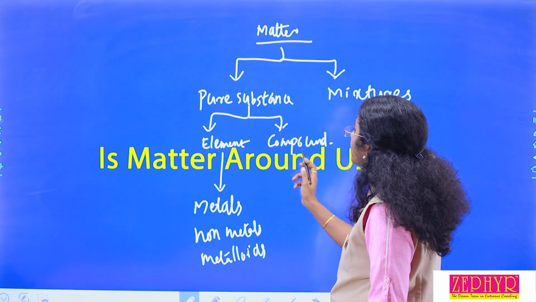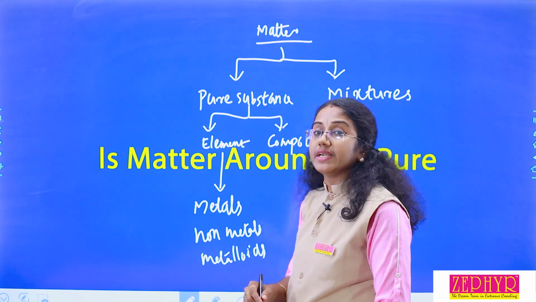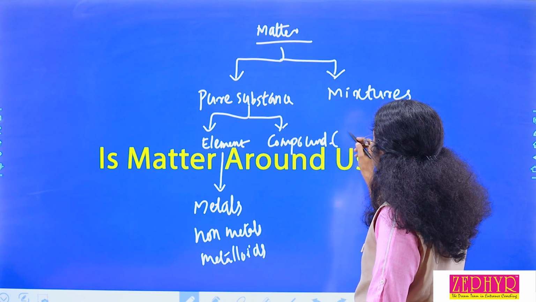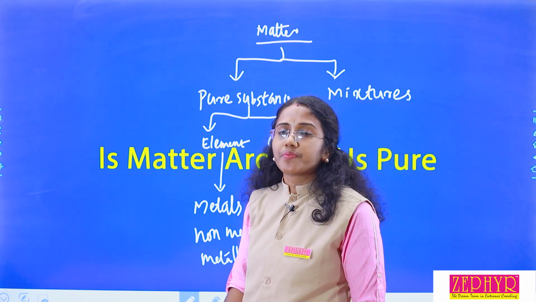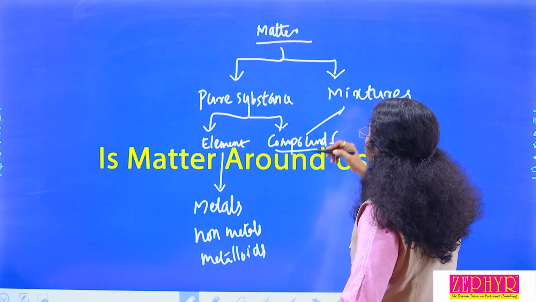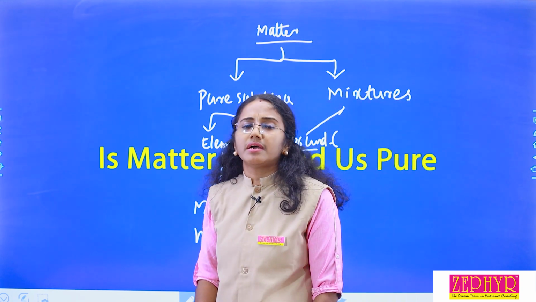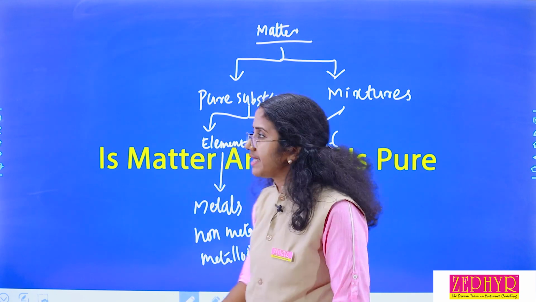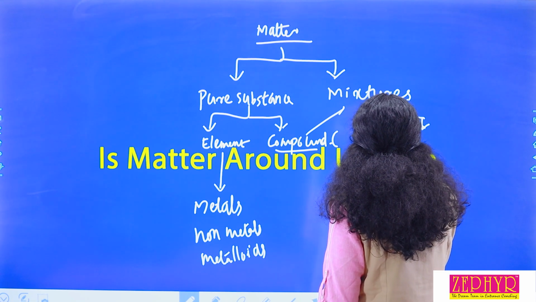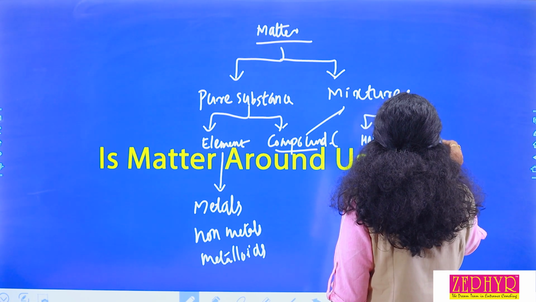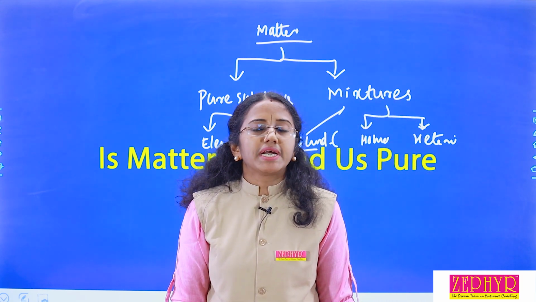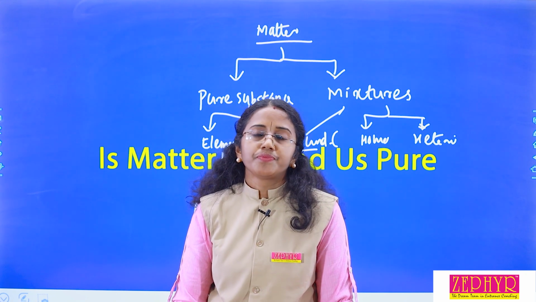What is the difference between compound and element? A compound is two or more elements combined in a fixed ratio. Then what is the difference between compounds and mixtures? Compounds are always homogeneous, but mixtures are classified into two types, homogeneous and heterogeneous. Homogeneous means uniformly distributed throughout the solution, but heterogeneous means non-uniform distribution.